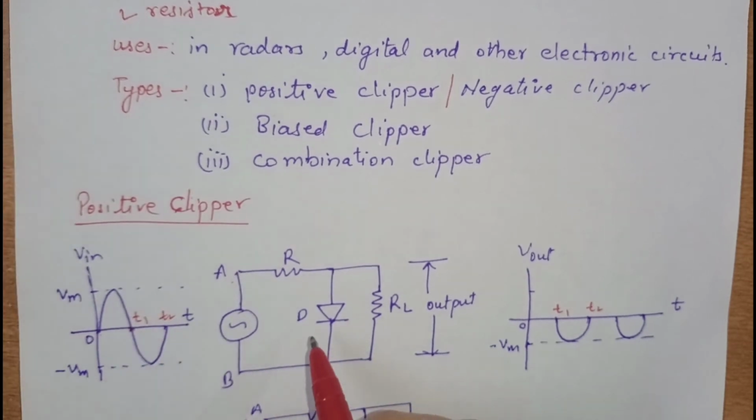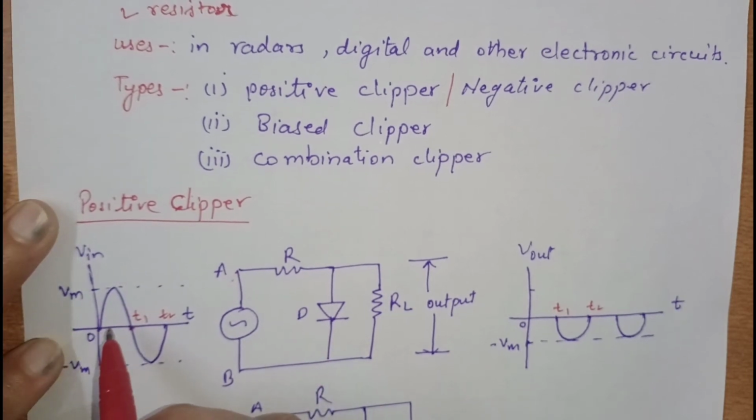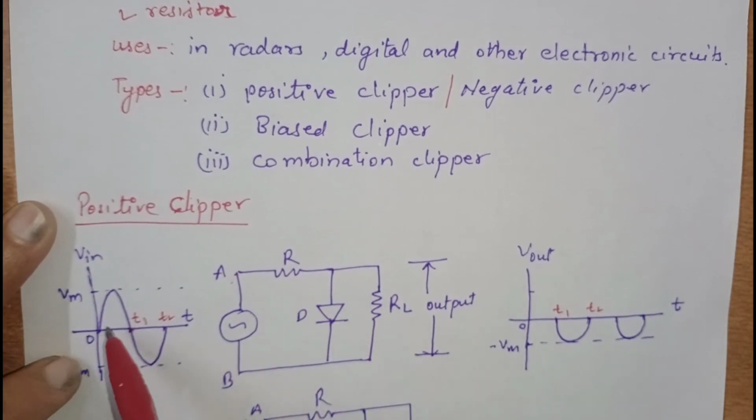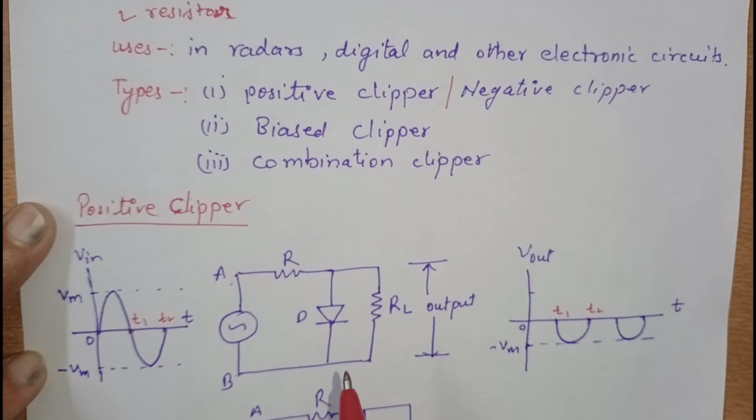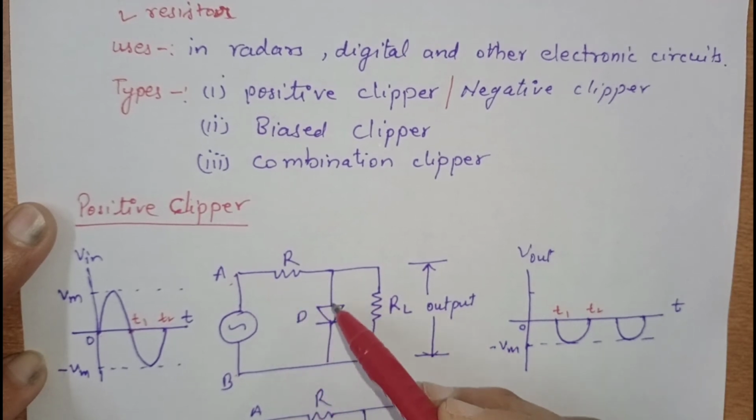Now, I will explain how the positive half cycle is clipped off. During the positive half cycle, terminal A is positive with respect to terminal B. So the diode is forward biased, because the P region of this diode is connected to the positive terminal and the N region is connected to the negative terminal. In forward biasing, the diode acts as a short circuit or a closed switch, because in forward biasing a diode exhibits very low resistance, almost equal to 0.